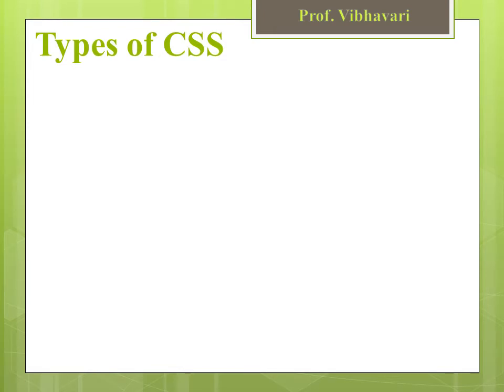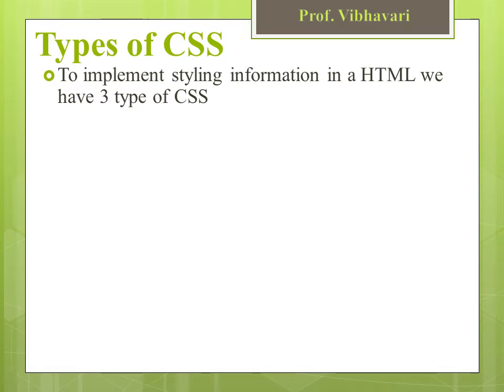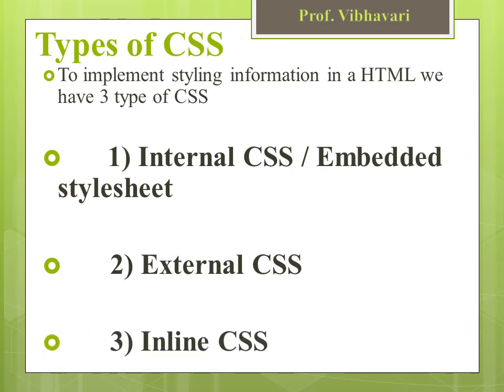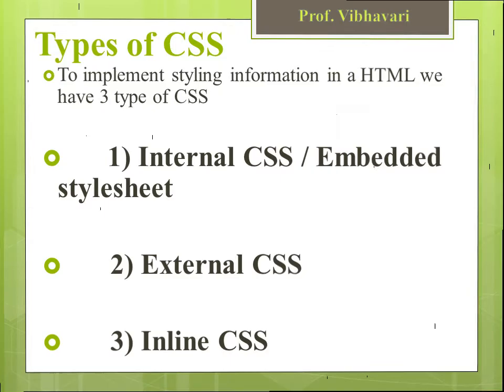Now we can see the types of the CSS. CSS means cascading style sheets. There are n number of style sheets, but there are three types of it. To implement the styling information in HTML, we have three types of CSS. First one, internal CSS or embedded style sheet. Second is external CSS. Third one is inline CSS. Here in this presentation, we are only going to focus on internal CSS or embedded.